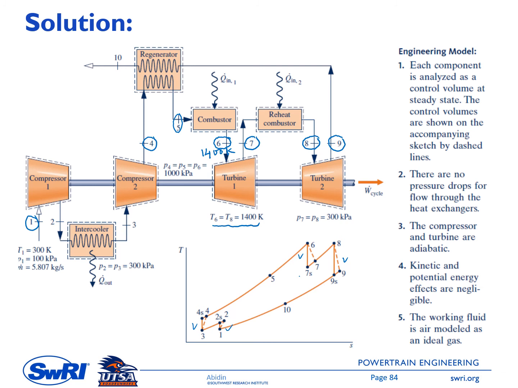And on the right side is the list of the assumptions or engineering model. Each component is a control volume at steady state, and there are no pressure drops for the flow through the heat exchangers. We have several heat exchangers here: the intercooler, regenerator, combustor, and reheat combustor. The compressors and turbines are adiabatic, but there are internal irreversibilities. We can ignore the impact of kinetic and potential energies, and the working fluid is air, modeled as an ideal gas.